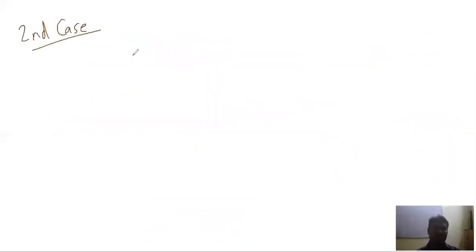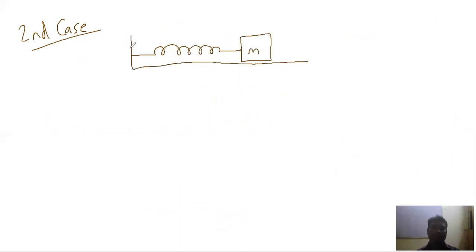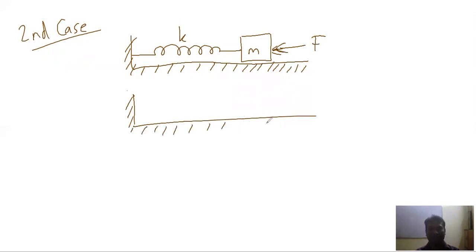Now, second case, let us consider compression in the spring. Suppose this is a spring in natural length. Now, suppose I apply a force on the spring mass in the left direction, which will be eventually transferred to the spring as well. So in that case, the spring will undergo compression. So this is the new diagram of the spring. The spring has been compressed by a value x.